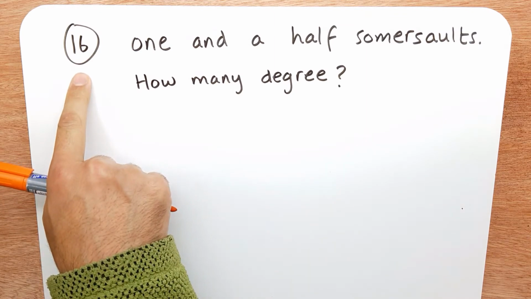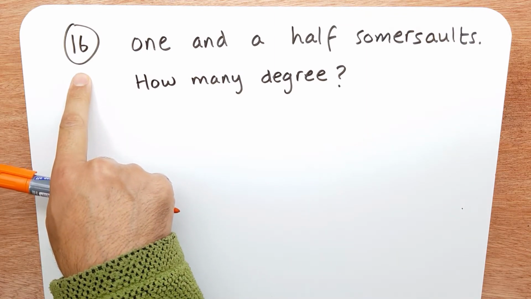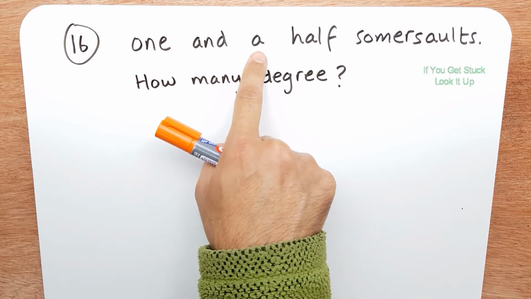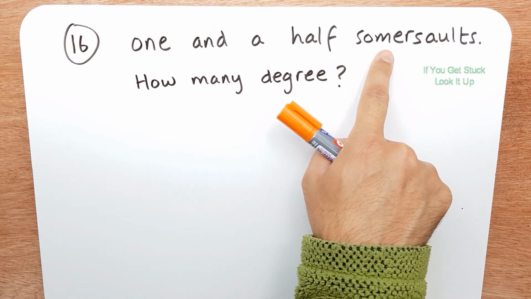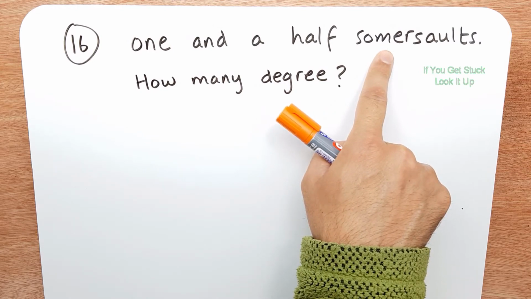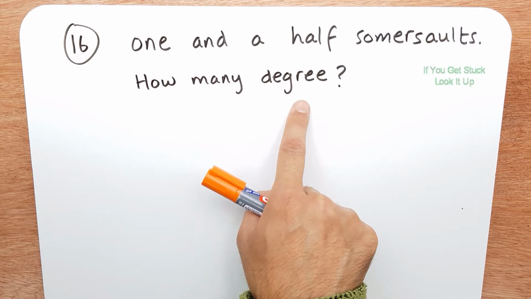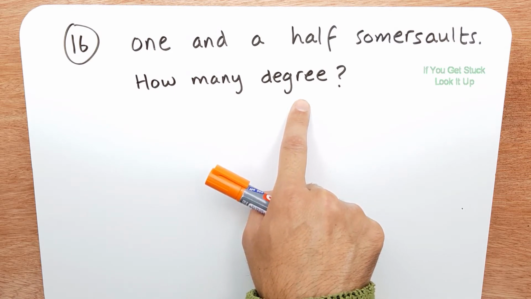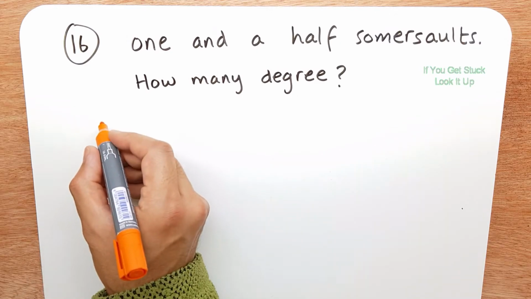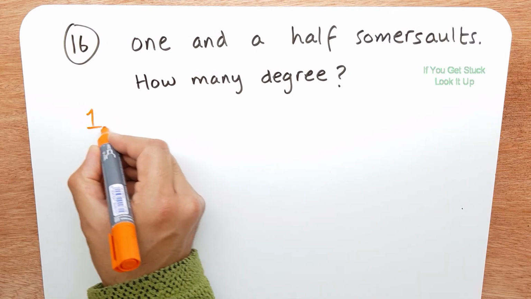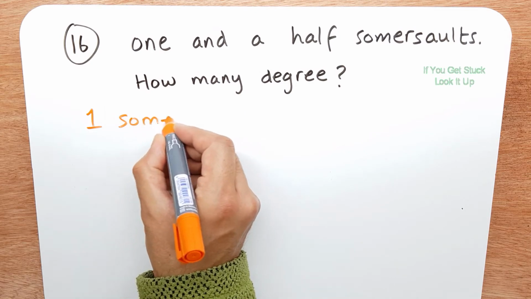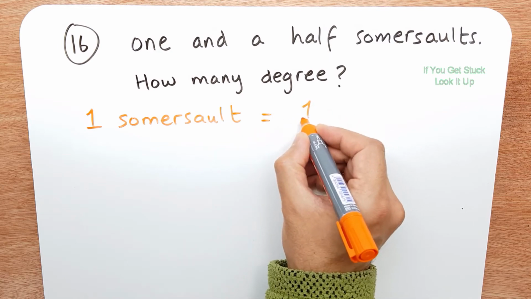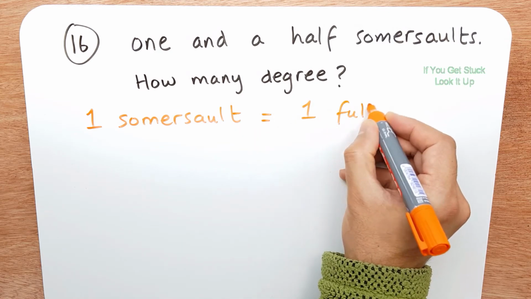Question 16. We are told that a person does 1.5 somersaults. And we need to work out how many degrees the person has turned through. Now we know 1 somersault is 1 full circle.